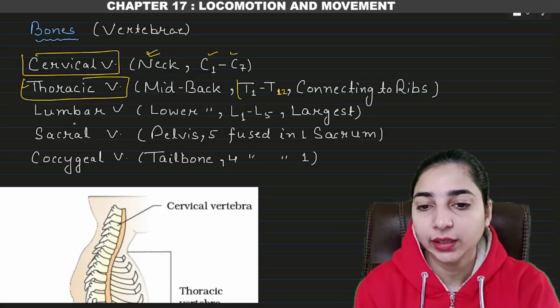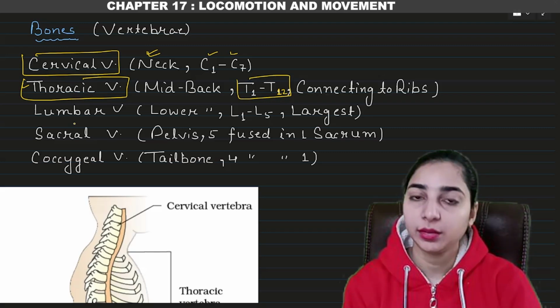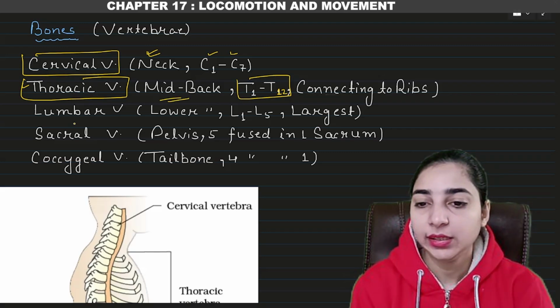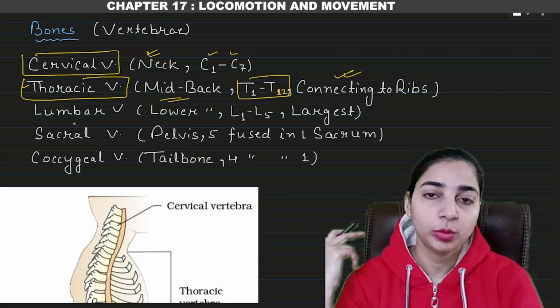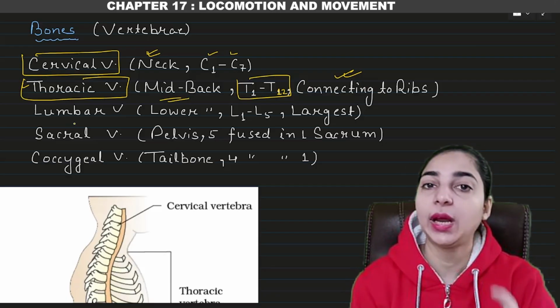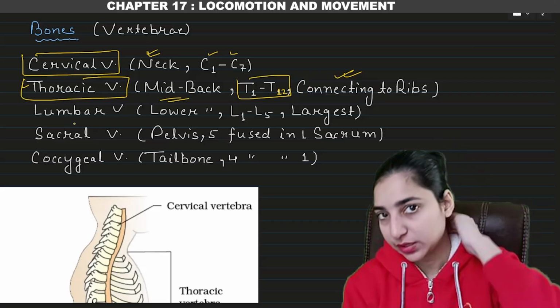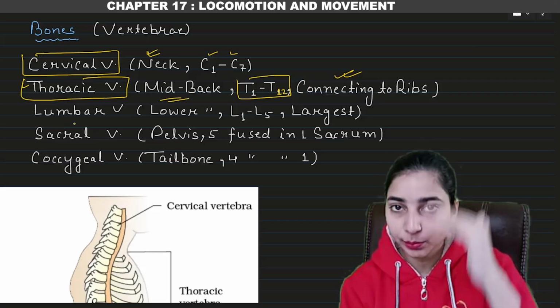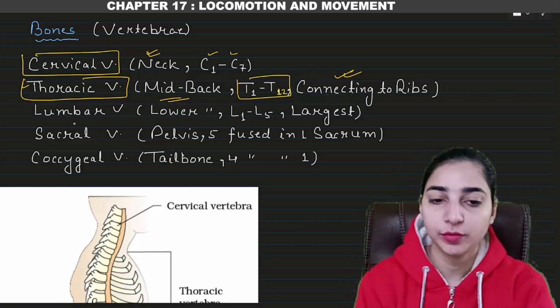These are 12 in number, T1 to T12, and these are present in the mid back, and these are connecting to the ribs. So the ribs which are connecting to the vertebral column on the back side, they will be connecting to the thoracic vertebrae, not to the cervical vertebrae, because cervical vertebra is present in the neck region and the rib is present below it, right? So the ribs are connected to the thoracic vertebra, that you have to remember.